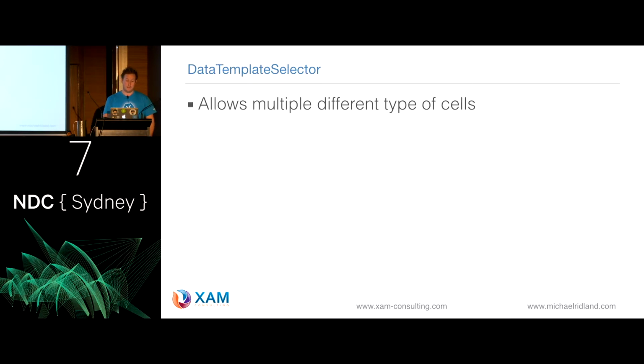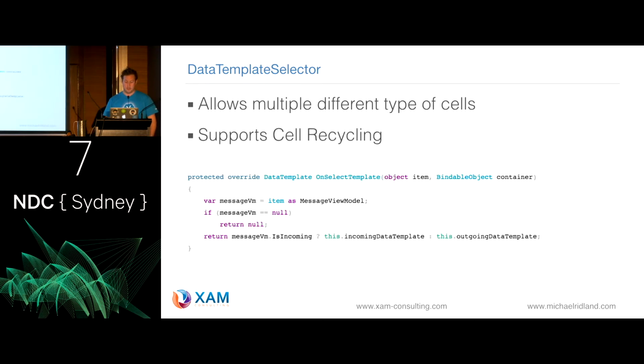The data template selector enables you to have different types of cells in your list views. Generally, in any application, you're probably going to have a list somewhere, and it's probably going to have multiple types of views in that list. So this actually allows you to use the cell recycling, but with different types of views. So you can see here, just say you imagine your chat window or your messages window in iOS. You've got an incoming message view and you've got an outgoing message view. So here, when it's coming in, I've got the incoming data template. And then when it's outgoing, I've got the outgoing data template.